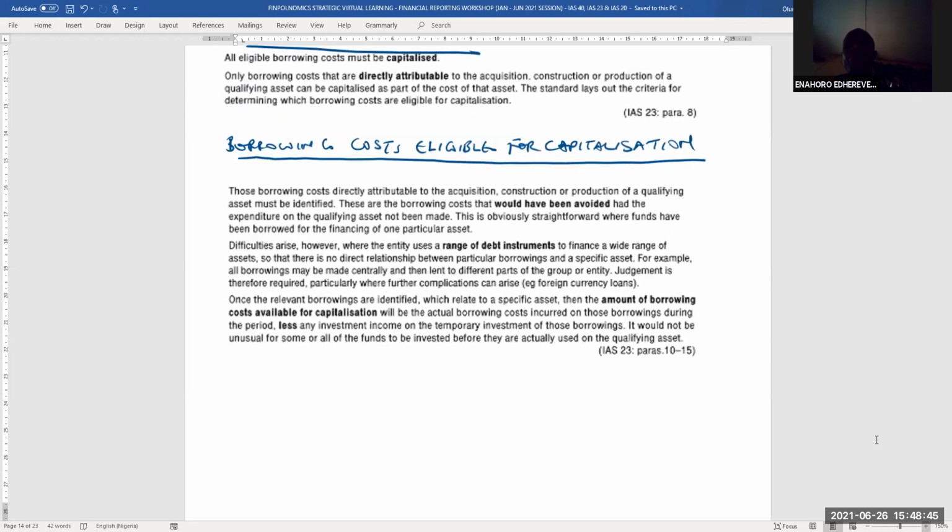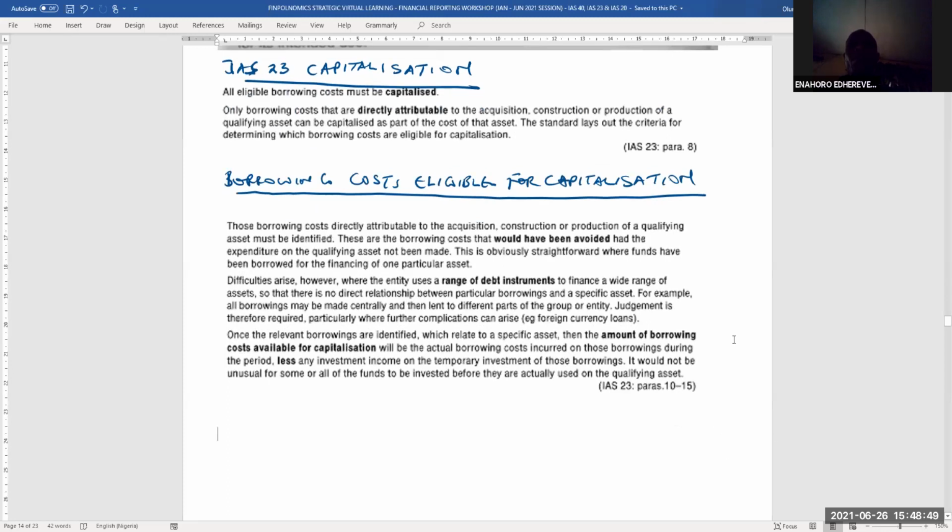IAS 23 capitalization. All eligible borrowing costs must be capitalized. Only borrowing costs that are directly attributable to the acquisition, construction, or production of a qualified asset can be capitalized as part of the cost of that asset. The standard lays out the criteria for determining which borrowing costs are eligible for capitalization. Borrowing costs eligible for capitalization: those borrowing costs directly attributable to the acquisition, construction, or production of a qualifying asset must be identified. These are the borrowing costs that would have been avoided had the expenditure on the qualifying asset not been made.